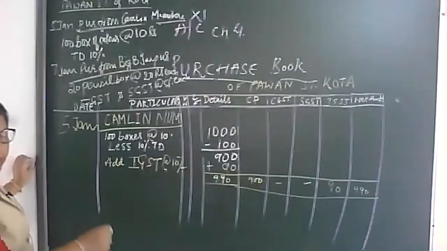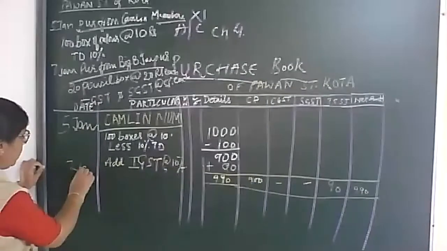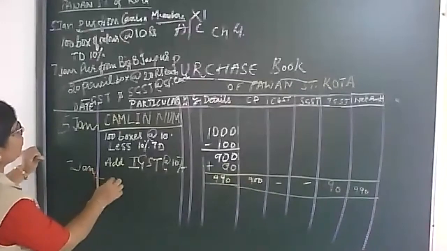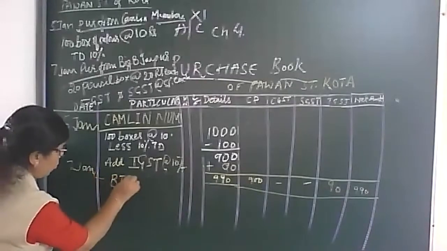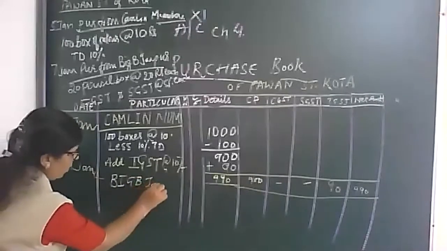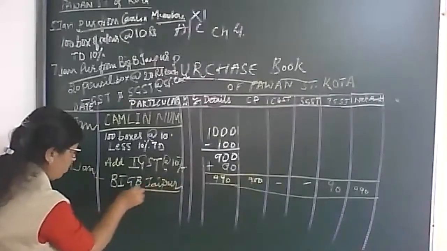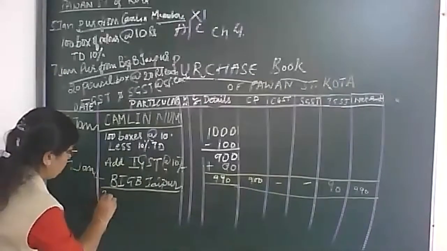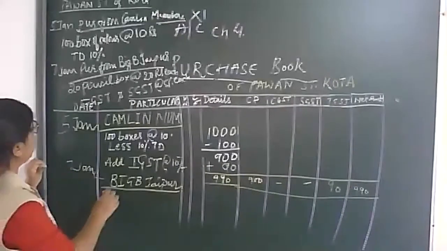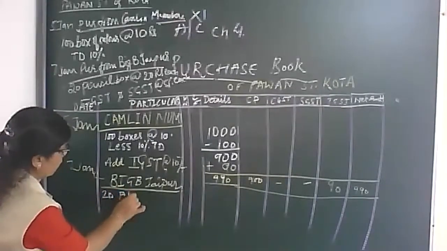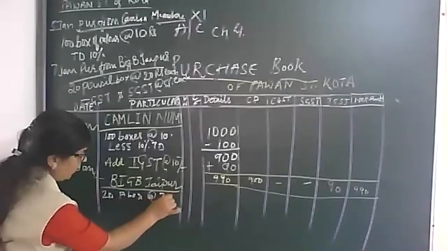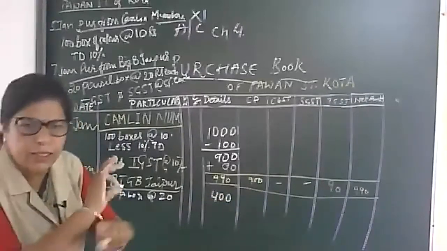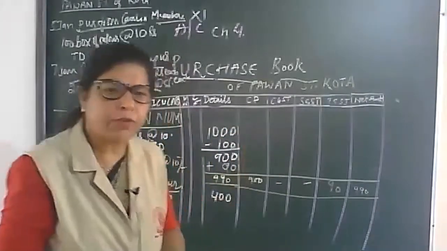Now second transaction, 7 January. This transaction is from Big B, Jaipur. And what are the things he purchased? 20 pencil boxes at the rate of 20. It means 400. But no trade discount, so no need to give.